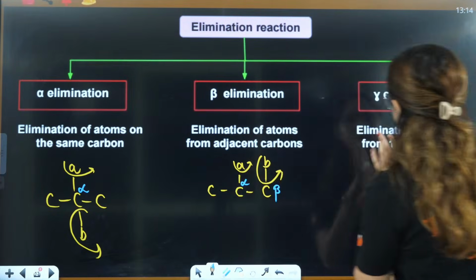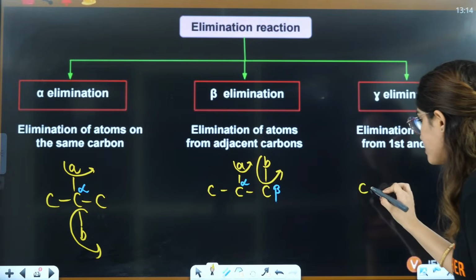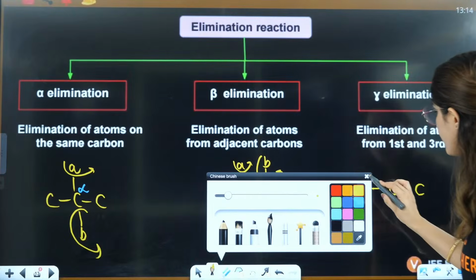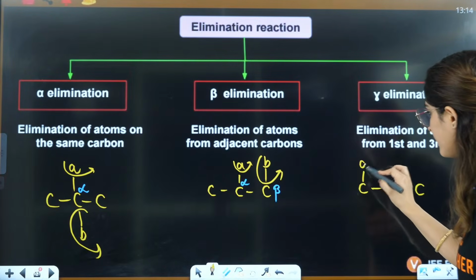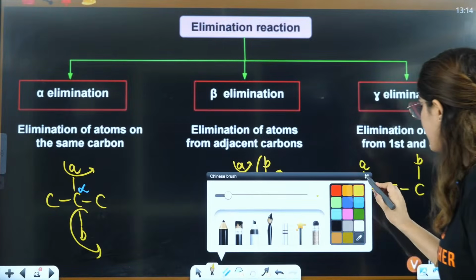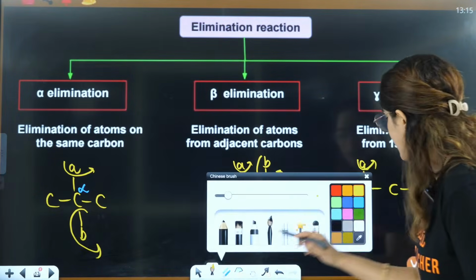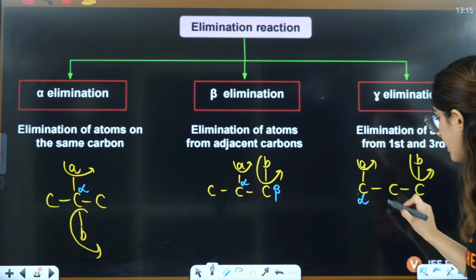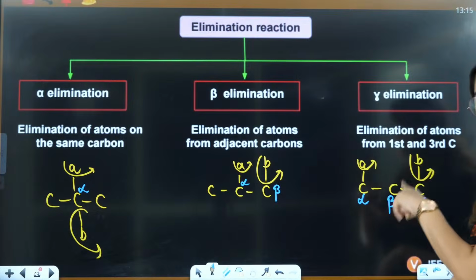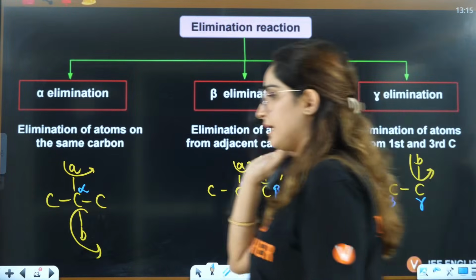Now, third is going to be gamma elimination, 1, 2, 3. Here you have A over here, and this is, let's say, B. Now, A is being eliminated from this side and B from this side. If you mark this, this will be alpha, this will be beta, this will be gamma. So the next leaving group is from the gamma position. That is called gamma elimination.